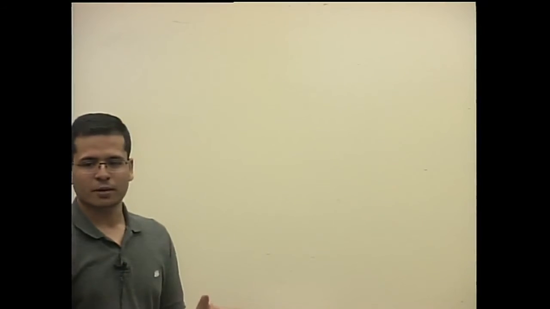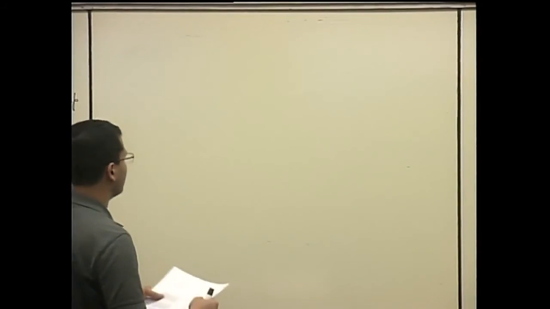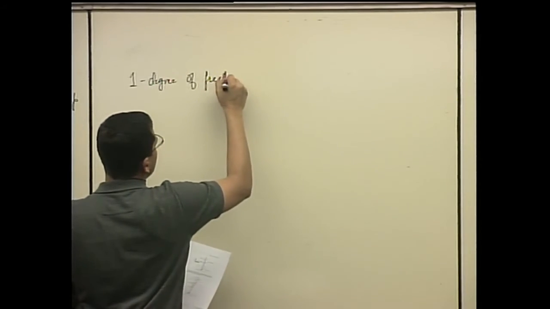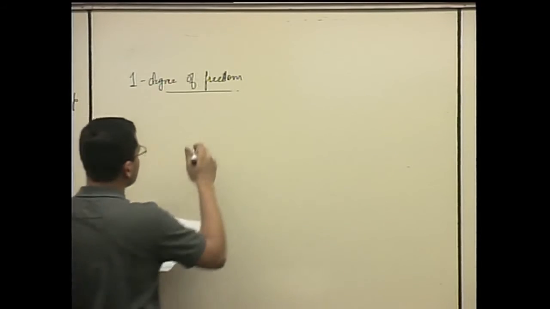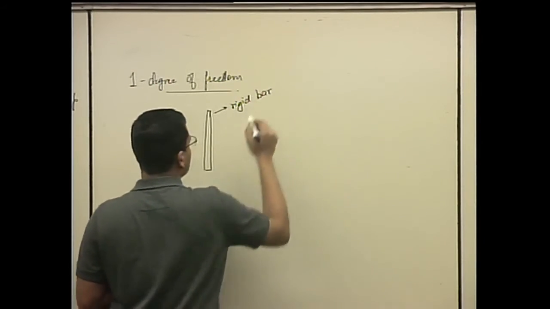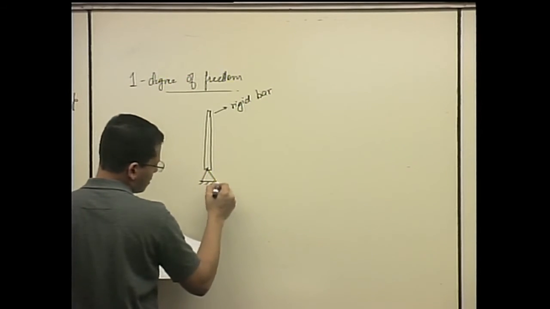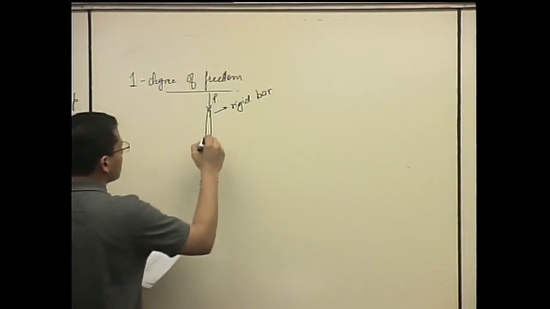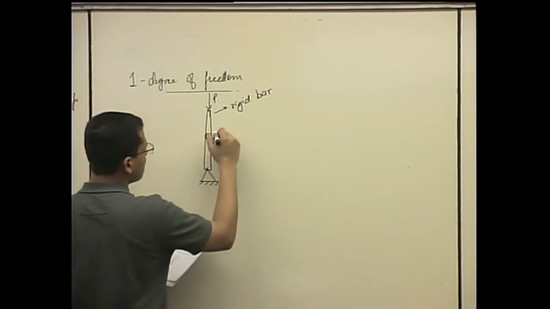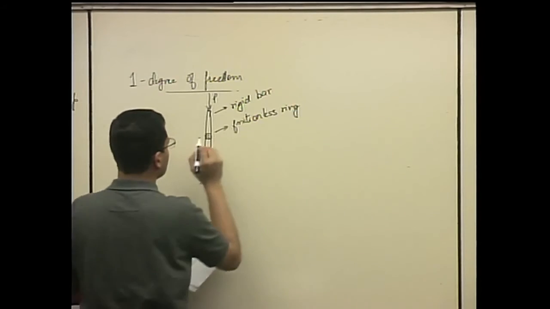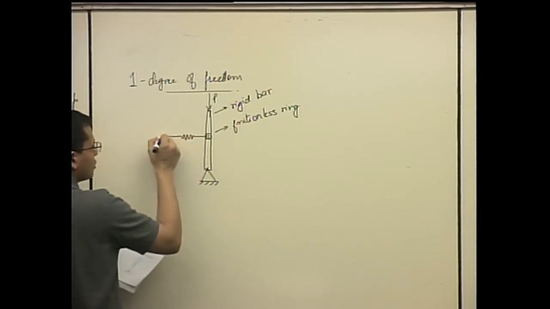So we will take simple systems first. We'll understand them, their post-buckling path, and then we will move on to the complex systems. So when I talk about simple systems, we always begin with 1 degree of freedom system. So let's say I have a rigid bar. Remember, rigid bar, it's not a beam, and it's hinged at this point. It's undergoing a compressive load P. There is a frictionless ring so that the ring can move, and this is attached to a spring.